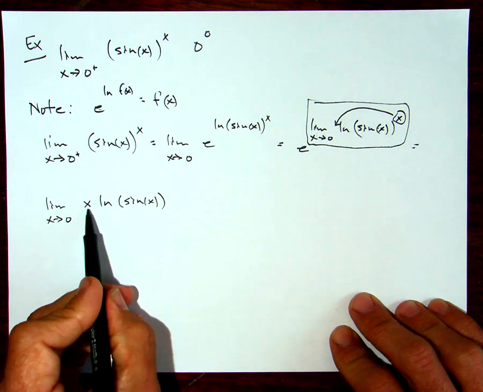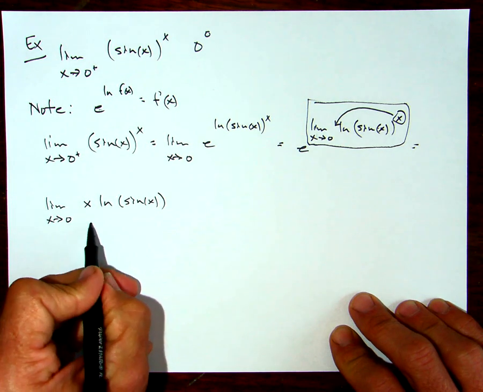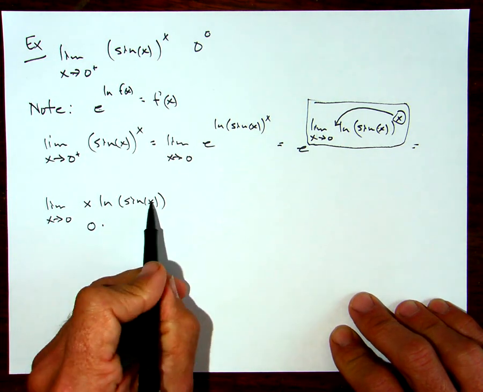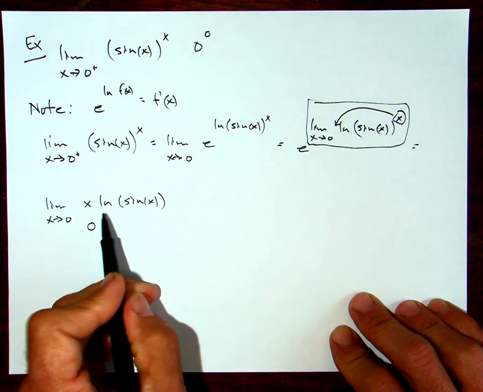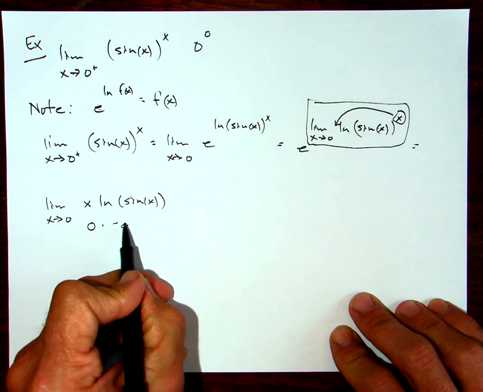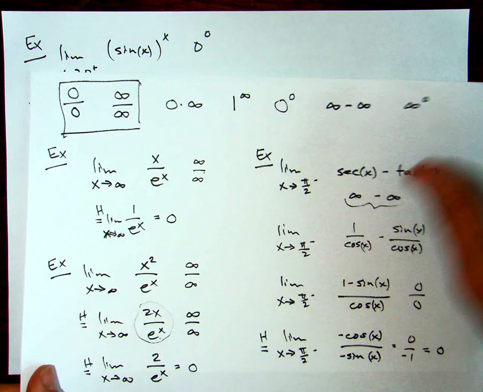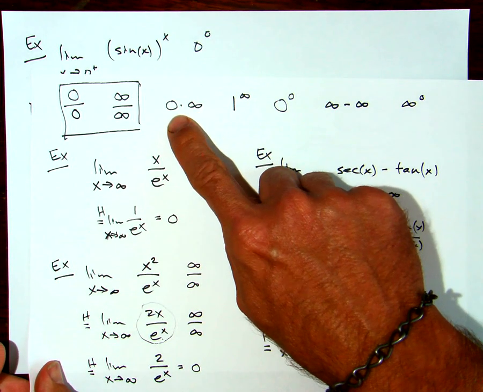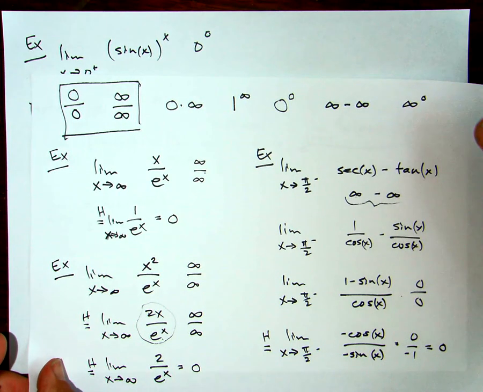Now, if I just look at this, I end up with a different indeterminate form. x goes to 0 times the natural log of sine of x. Well, as x goes to 0, sine of x goes to 0, and as this goes to 0, the natural log goes to negative infinity. So if we go back to our different indeterminate forms, this is of this form. It doesn't really matter if it's positive or negative infinity, but the point is one of them is going to 0 and the other one is either increasing or decreasing without bound.